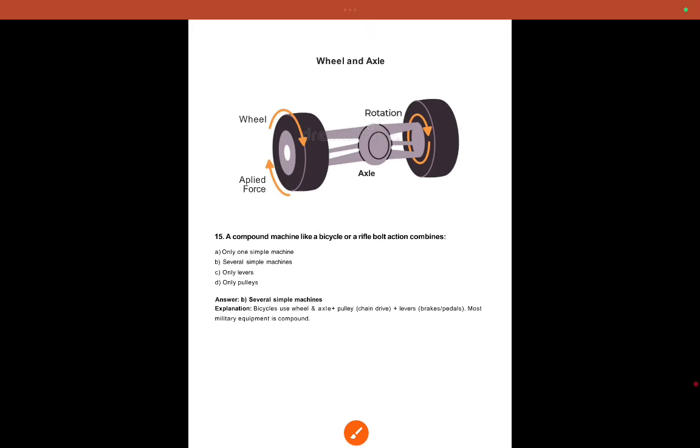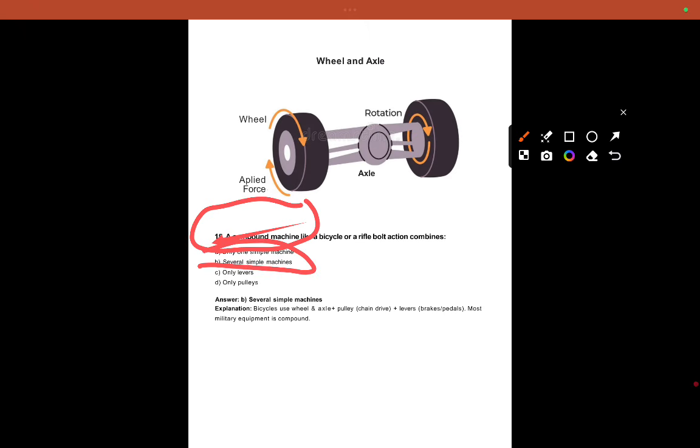Question number 15. You can see the figure of a wheel and axle. A machine like a bicycle or rifle bolt action combines what? Only one simple machine? No. Only one lever? No. Only pulleys? No. Here it is the compound machine, clearly mentioned in the question. Compound is nothing but several simple machines. So a bicycle uses wheels, axle, pulleys, and levers, so it is a compound machine.